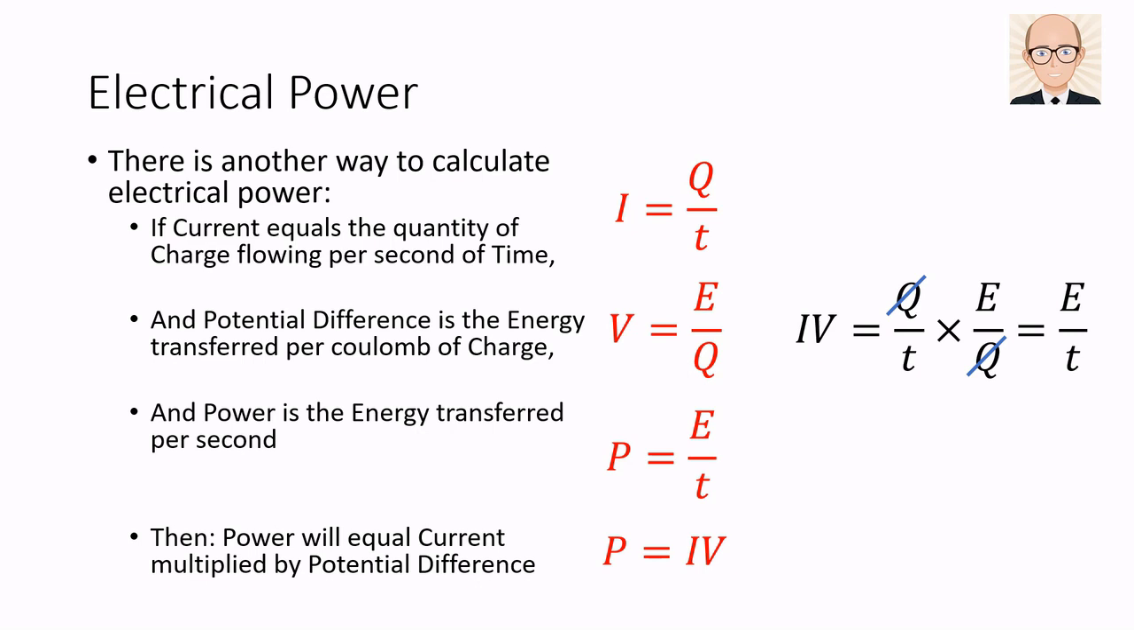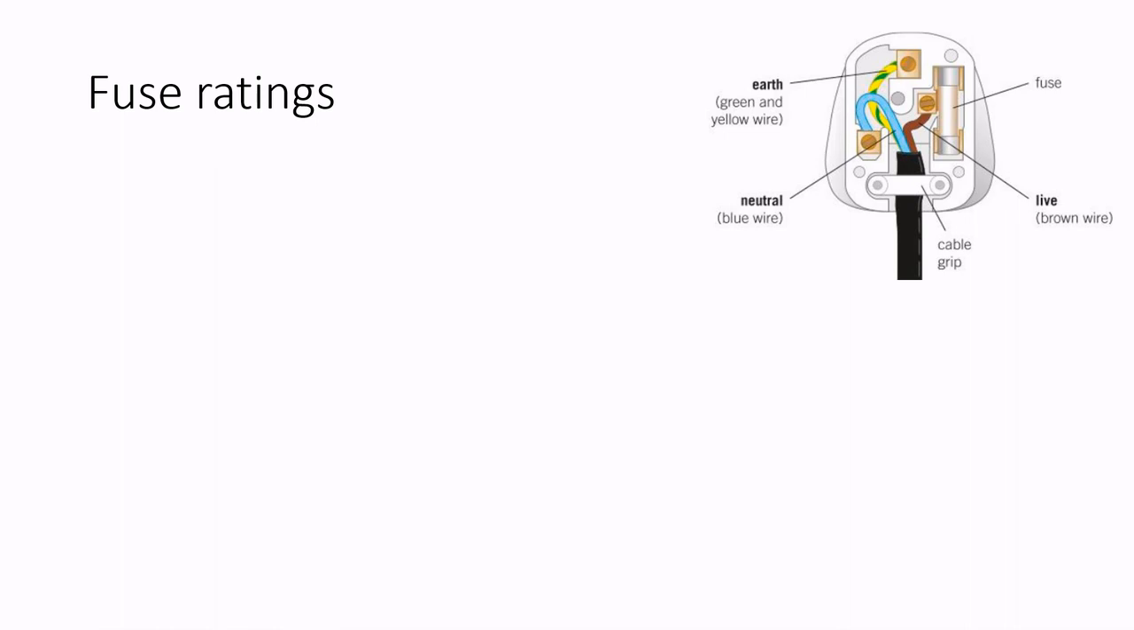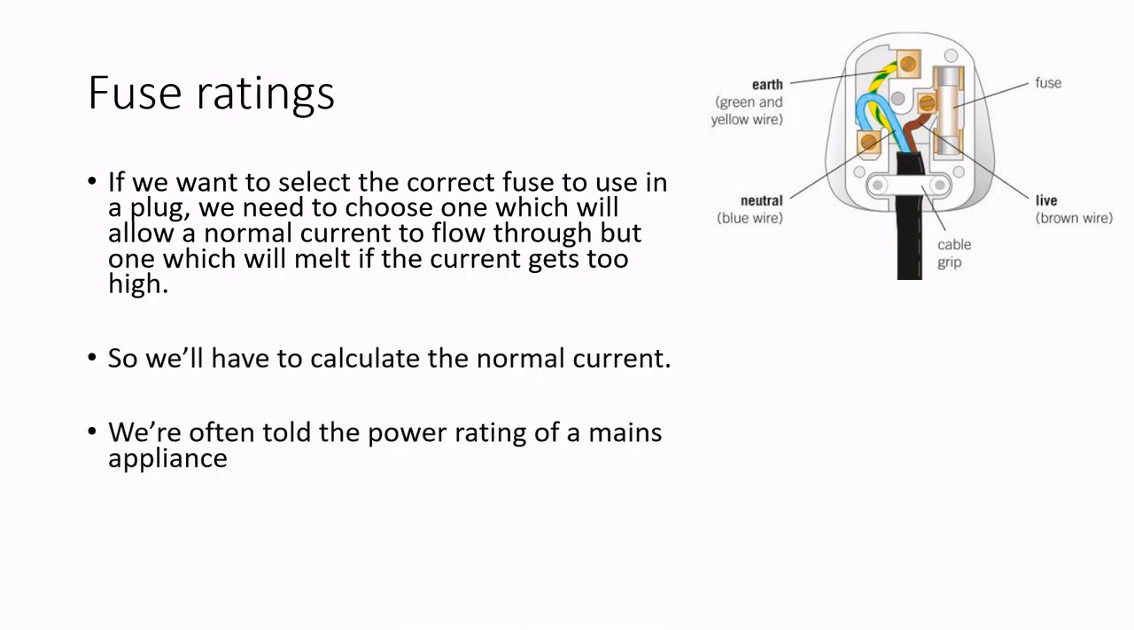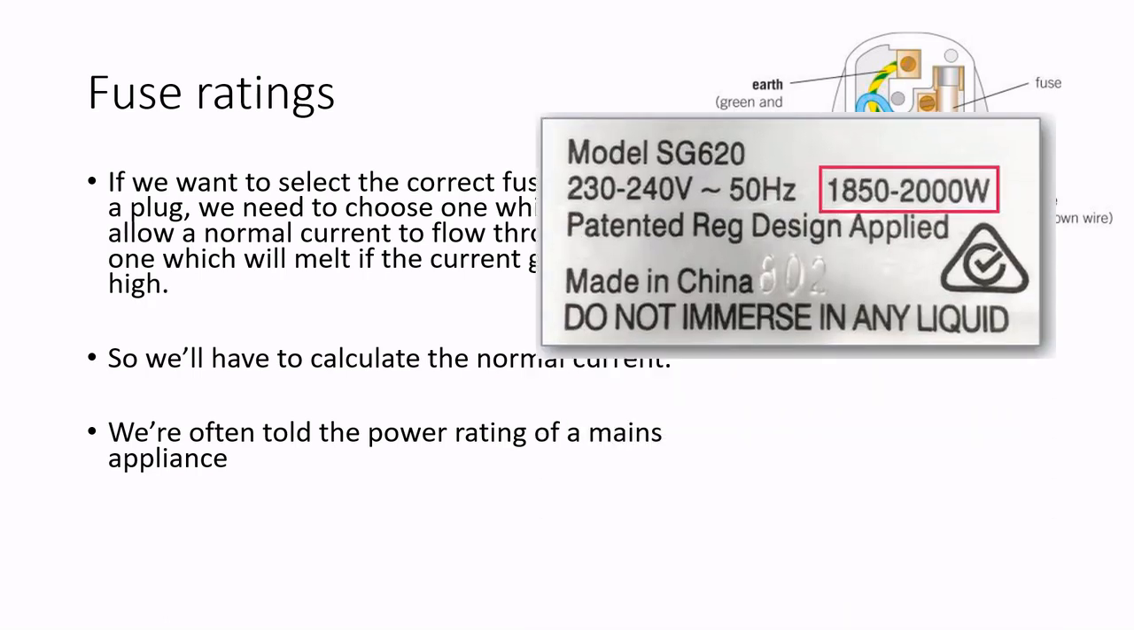We can certainly use these equations to select the correct fuse for a device. Remember, it needs to be high enough to allow a normal current to flow through it, but low enough to melt if the current gets too high. So we have to calculate the normal current. The power of an appliance will be written on a label, often at the back or the bottom of the appliance. Here's one from the bottom of my sandwich toaster.